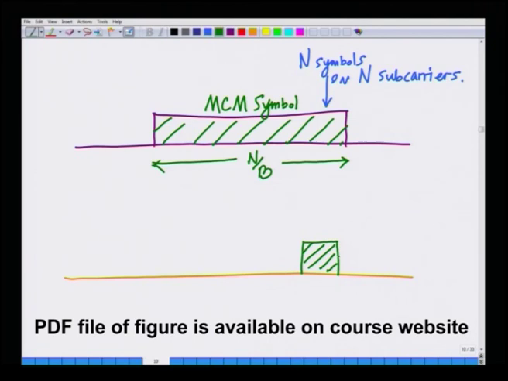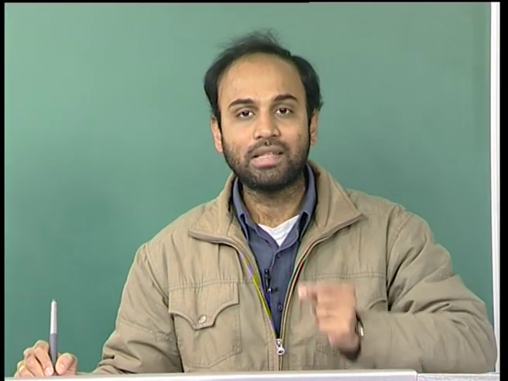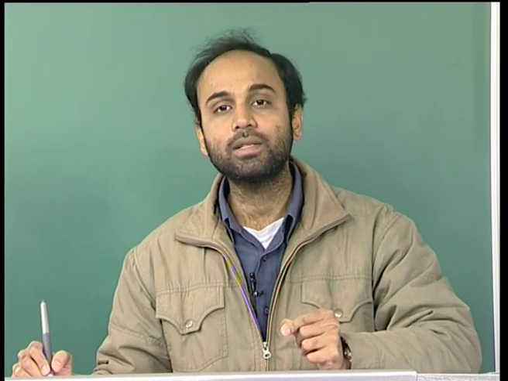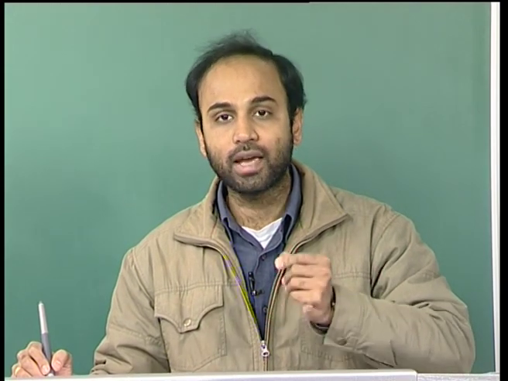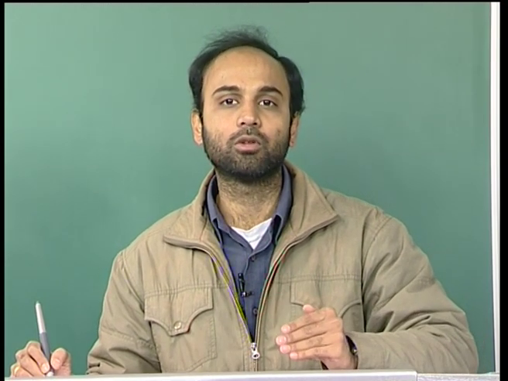So, this is MCM, and let me write this as single. In a single carrier system, I am transmitting in 1 over b time, but I am transmitting only one symbol. So, this is one symbol, exactly one symbol. So, one symbol in 1 over b, that is what I am doing in a single carrier system. In an MCM system, I am transmitting n symbols on n subcarriers in time n over b. So, n symbols in n over b, one symbol in 1 over b, they are both exactly the same with respect to the system symbol throughput.